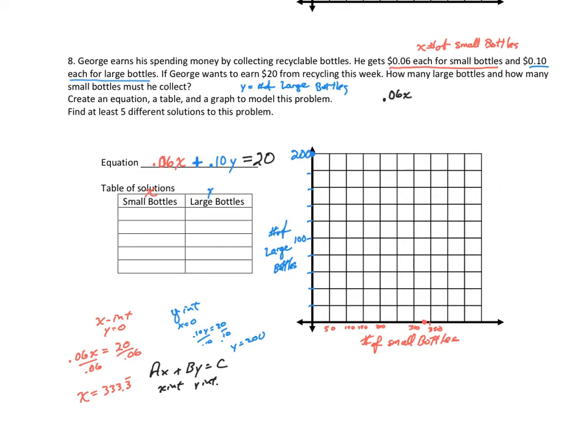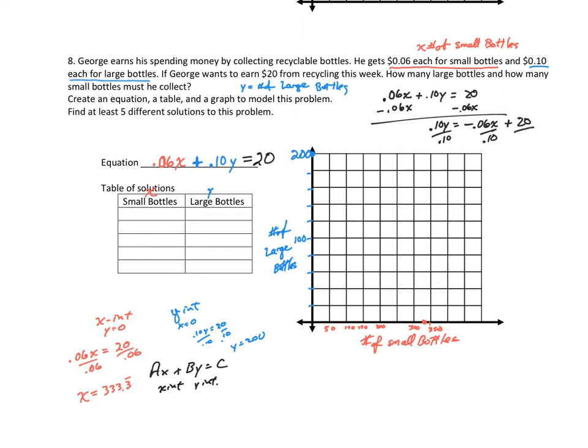0.06x plus 0.10y equals 20. So to solve for y, we're going to subtract 0.06x from both sides. 0.10y equals negative 0.06x. Don't forget that negative sign. Plus 20, and then divide by 0.10.